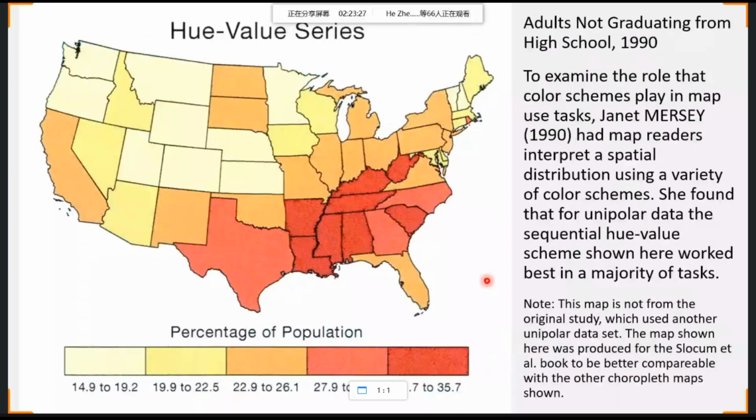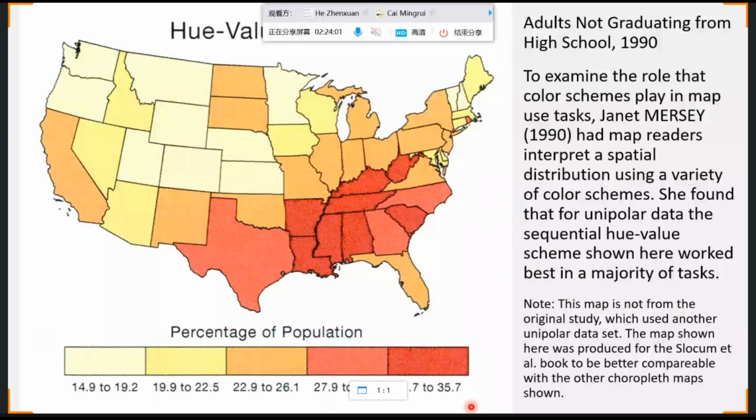And now we have a U value series here. It's still the same topic, adults not graduating from high school. To examine the role that color schemes play in map use tasks, Janet Mersey had map readers interpret a spatial distribution using a variety of color schemes. She found that for unipolar data, the sequential U value scheme shown here worked best in the majority of tasks. So this is an empirically proved best solution for this situation for a majority of tasks.